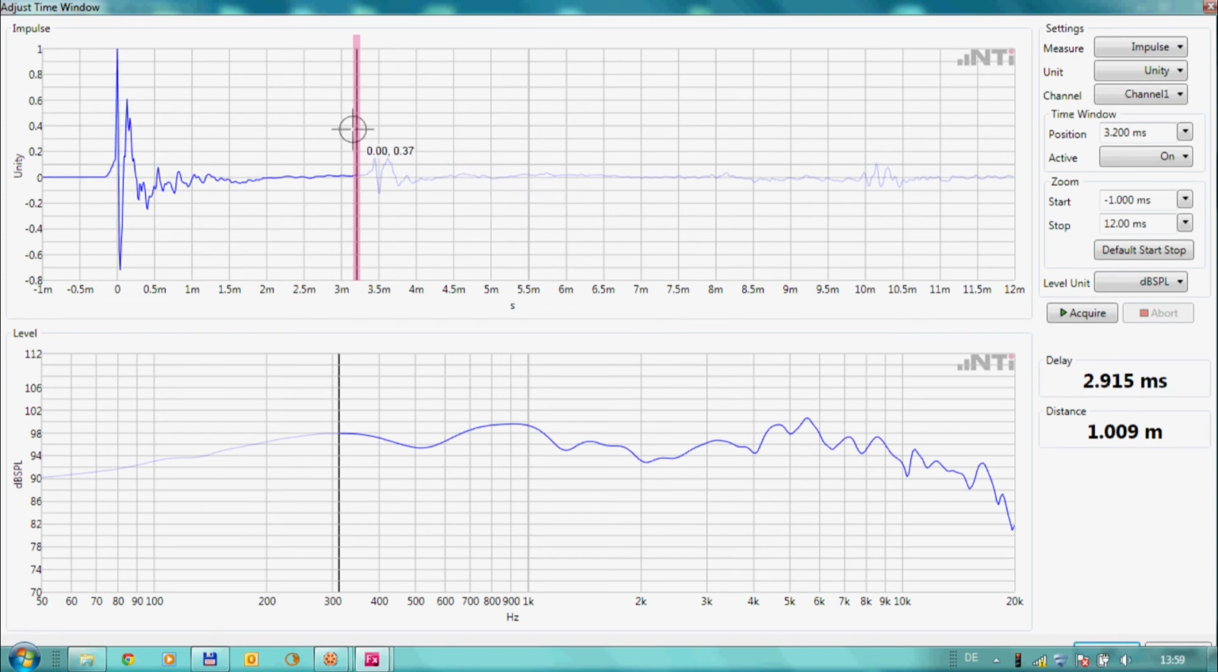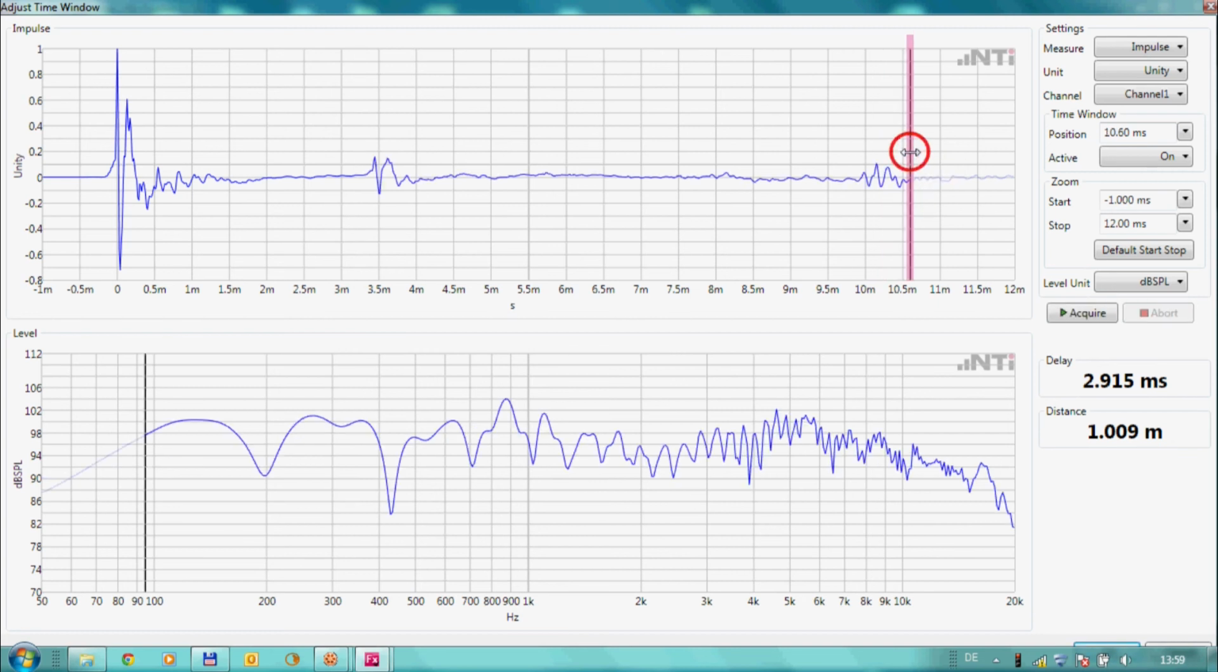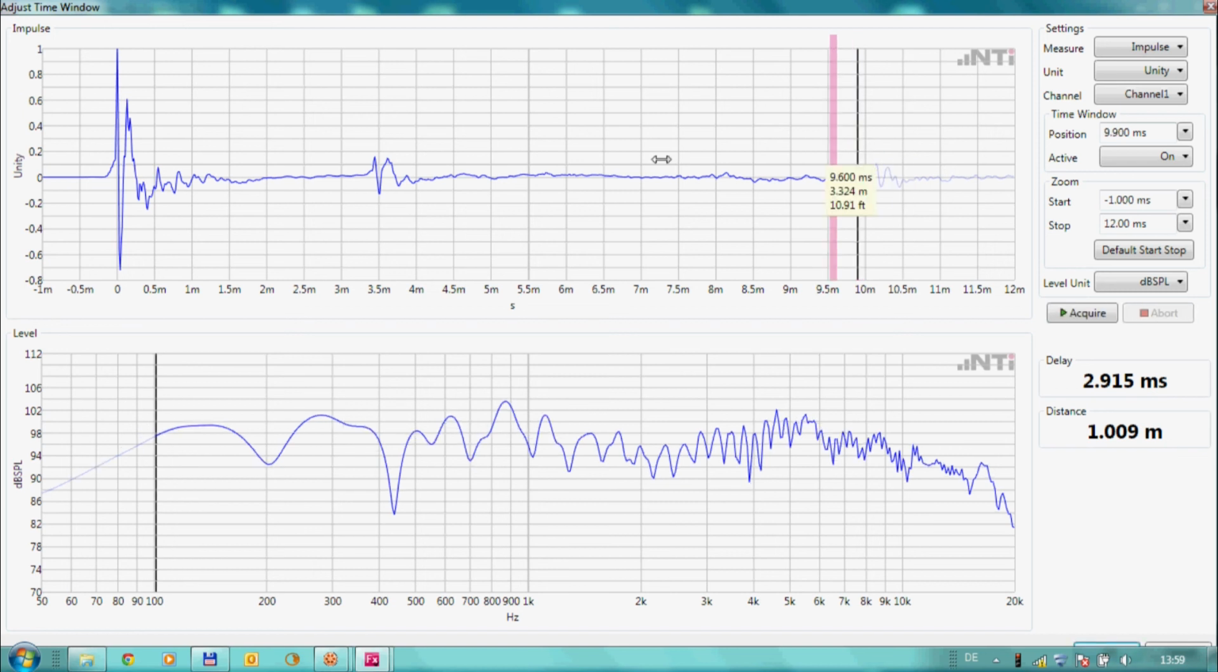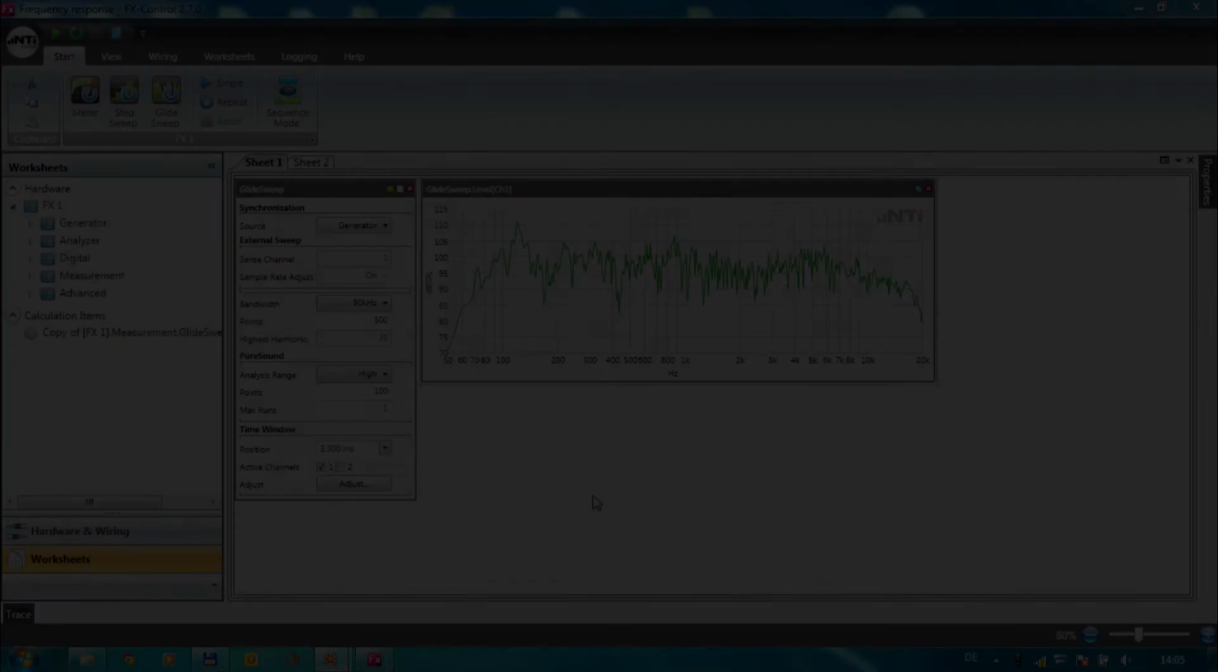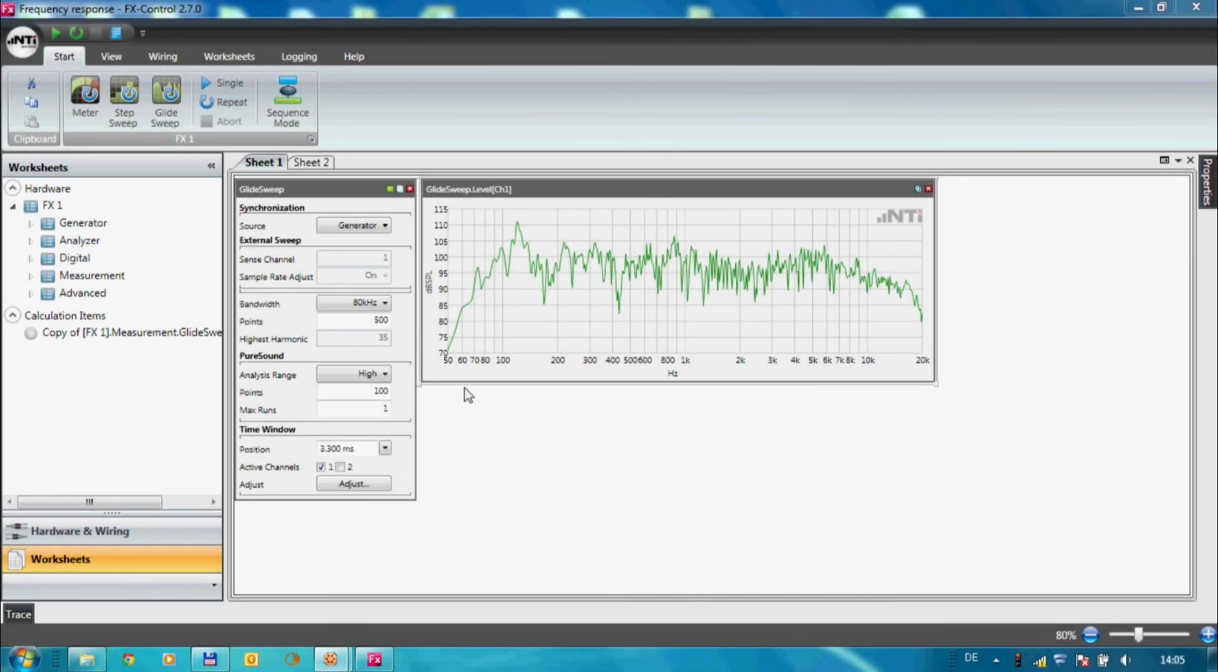If we slide back the time window across the desk and wall reflection, there is a strong ripple visible in the frequency response, which is called room modes. These are caused by the fact that the reflections are added to or subtracted from the direct sound. In any case, they falsify the measurements and are therefore undesirable. Once the adjustments for a measurement setup have been established, the time window settings are kept and stored in the project file.